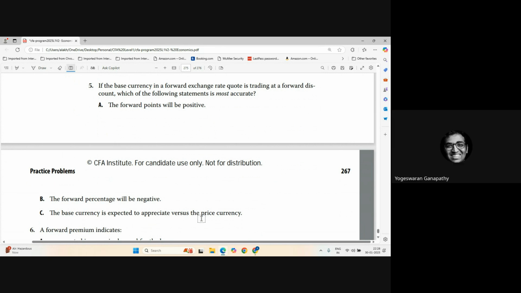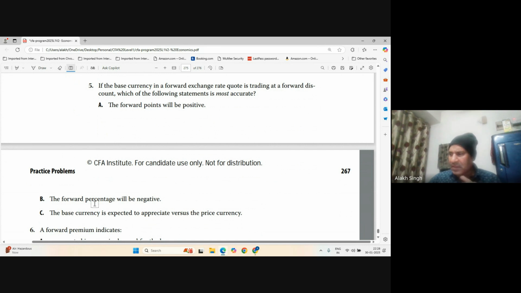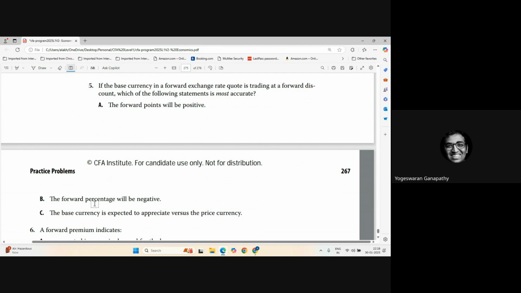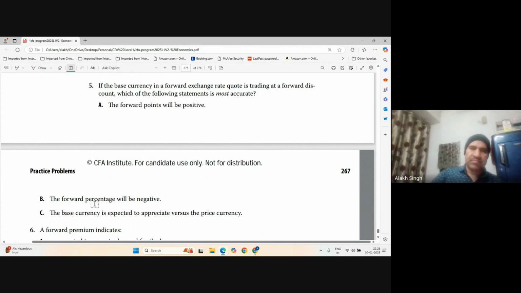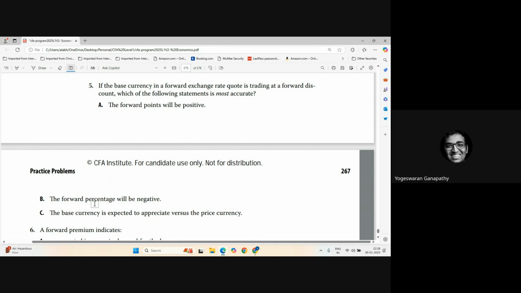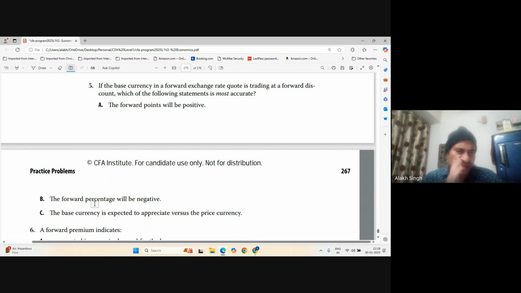No, sir, that forward percentage is not forward points, no, sir. Same thing. If the percentage is negative, then the point will also be negative. They will go in the same direction. Means if the percentage is positive, then C is the answer, sir. The base currency in a forward exchange rate quote is trading at a forward discount, means the base currency is going to depreciate.